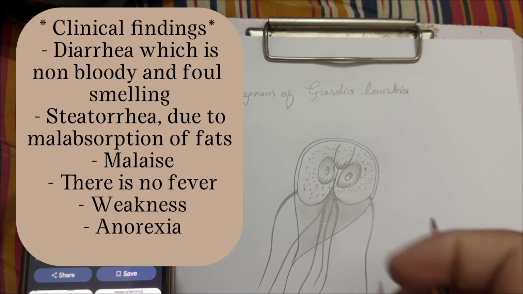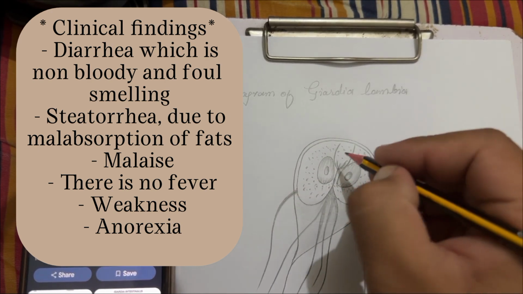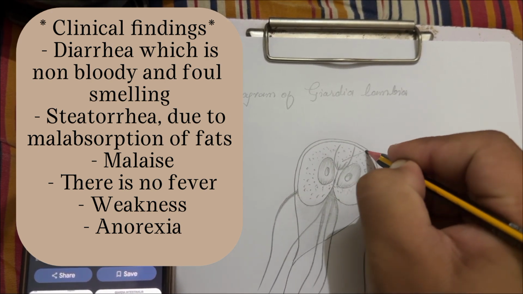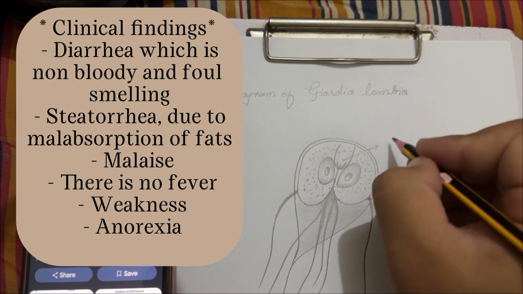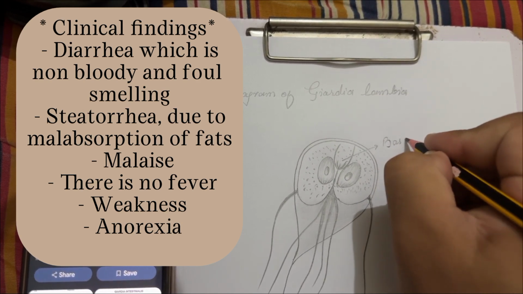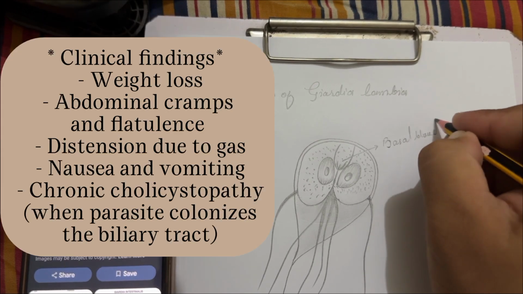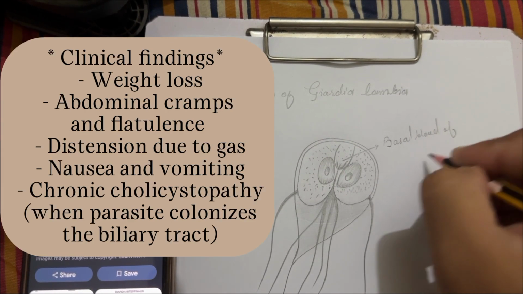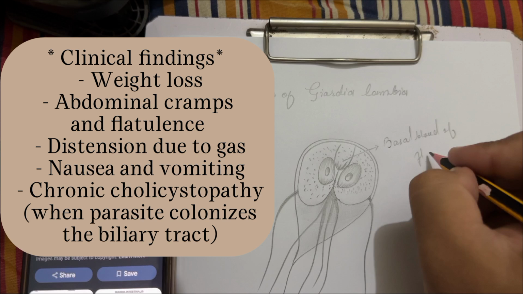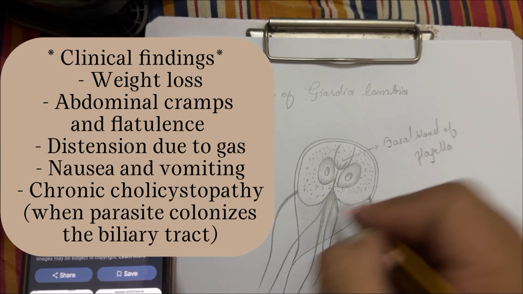Clinical findings in giardiasis. Diarrhea which is non-bloody and foul-smelling. Steatorrhea due to malabsorption of fats. Malaise. There is no fever in giardiasis. Weakness, anorexia. Weight loss, abdominal cramps and flatulence. Distension due to gas, nausea and vomiting.